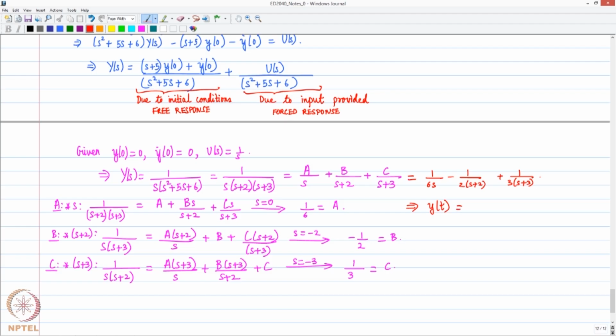So, if I take the inverse Laplace transform just by looking at the table of Laplace transforms, 1 by 6s will give me 1 by 6, right, and minus 1 by 2 times s plus 2 will just give me minus 1 by 2 e power minus 2t, and 1 by 3 times s plus 3 will give me 1 by 3 e power minus 3t, right. So, that is what I will have.